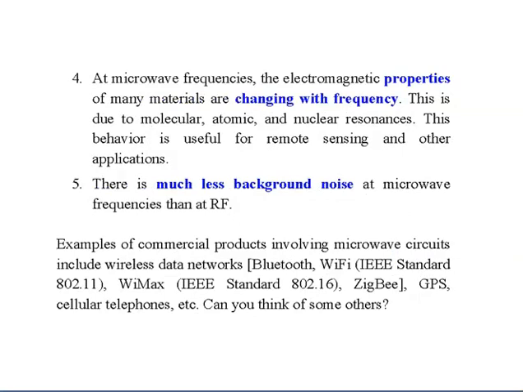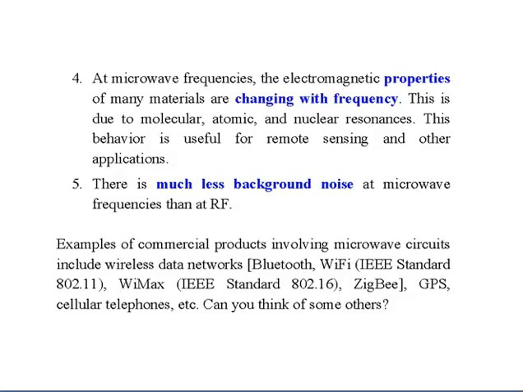Number 4, at microwave frequencies, the electromagnetic properties of many materials change with frequency, meaning that this behavior is useful for remote sensing and other applications. And lastly, there is much less background noise at microwave frequencies compared to radio frequencies.